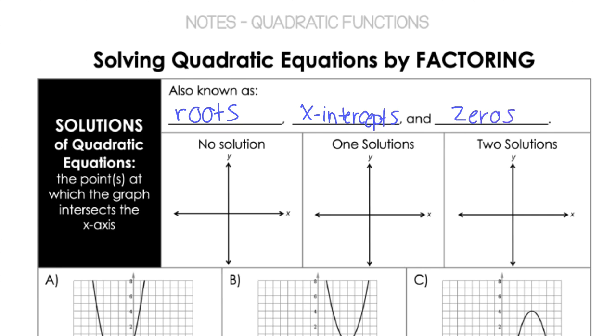So there are three situations that can come up when we're solving quadratics. Because they're x-intercepts, we can have quadratics that have no solution, where our parabola never intercepts the x-axis. We can have one solution, where the parabola touches the x-axis once. And then finally, what's most common, parabolas that have two solutions or two x-intercepts, so it's crossing twice.